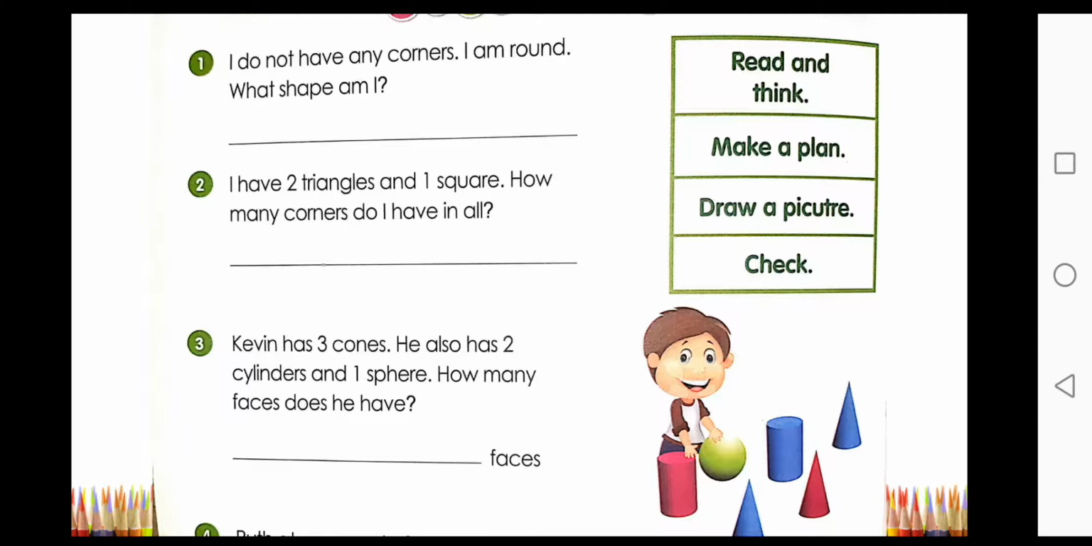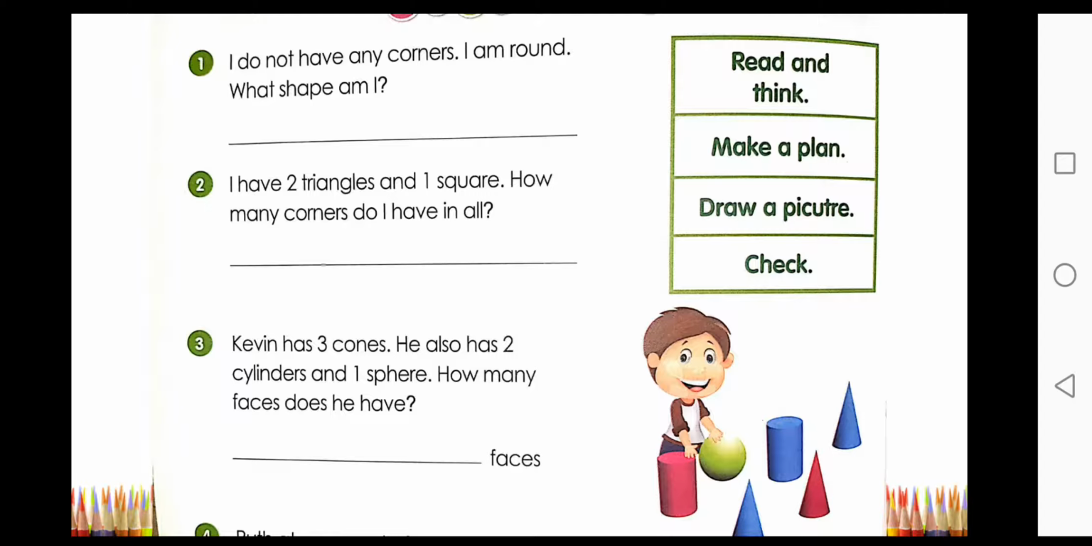And what about the square? The square has 4 corners, right? A square has 4 corners. So, how many corners do I have? 6 plus 4 equal 10 corners.